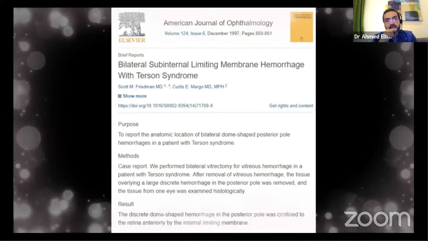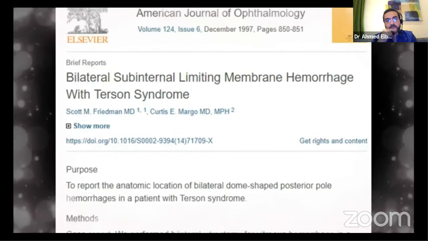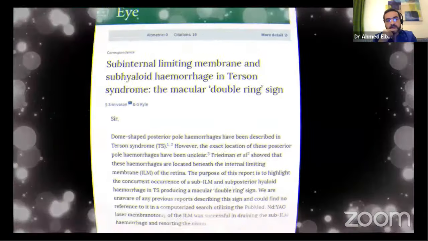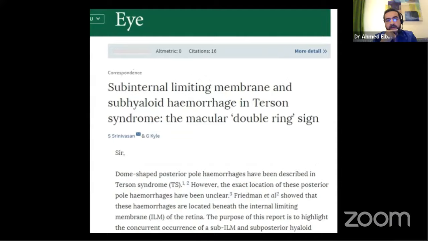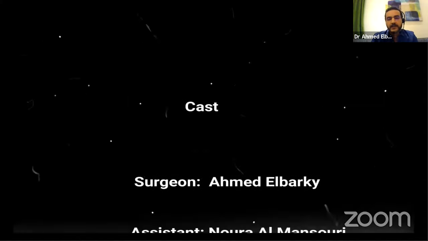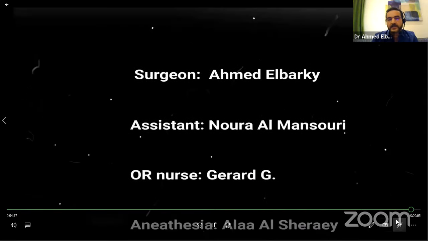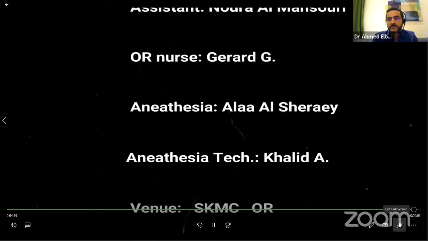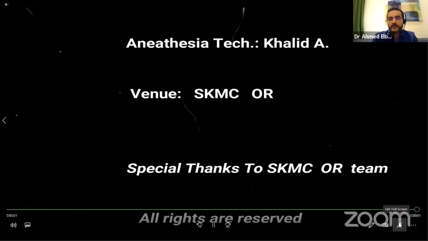So if you go to the literature about that, you'll find some of the same findings, this ILM subretinal hemorrhage in Terson syndrome, and also the double ring sign or macular double ring sign. So I'm just sharing the case with you. Sometimes we don't see Terson syndrome a lot, but in such a case, it was my first time, just to see how we manage it properly.